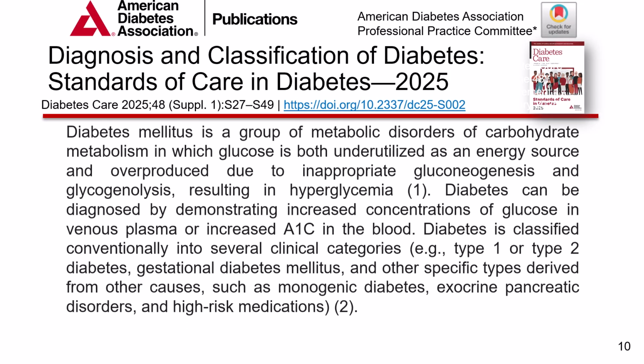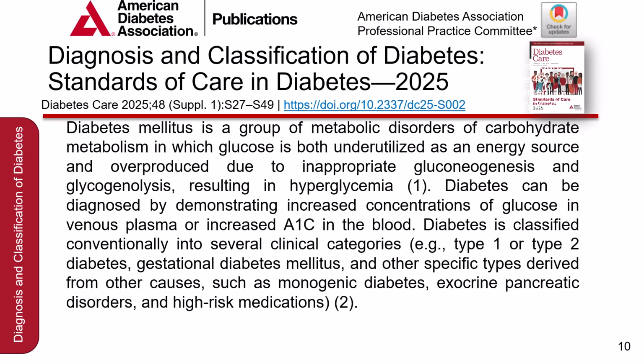Diabetes mellitus is a group of metabolic disorders of carbohydrate metabolism in which glucose is both underutilized as an energy source and overproduced due to inappropriate gluconeogenesis and glycogenolysis, resulting in hyperglycemia. Diabetes can be diagnosed by demonstrating increased concentrations of glucose in venous plasma or increased glycated hemoglobin in the blood. Diabetes is classified conventionally into several clinical categories: e.g., type 1 or type 2 diabetes, gestational diabetes mellitus, and other specific types derived from other causes, such as monogenic diabetes, exocrine pancreatic disorders, and high-risk medications.